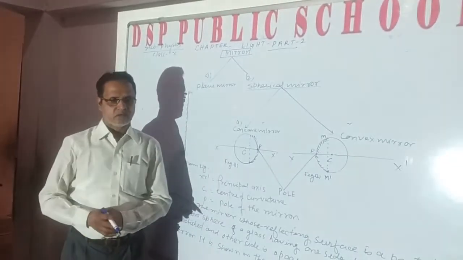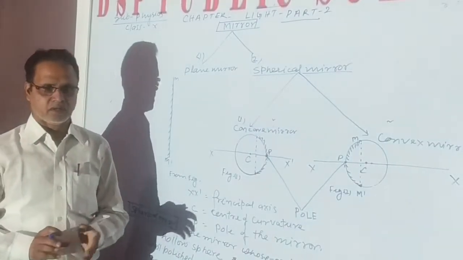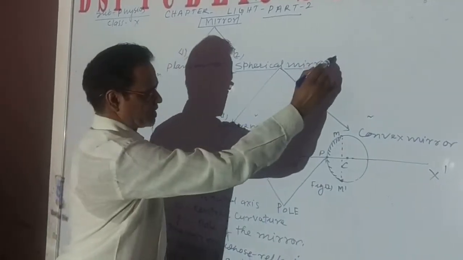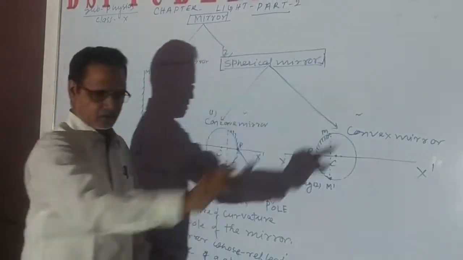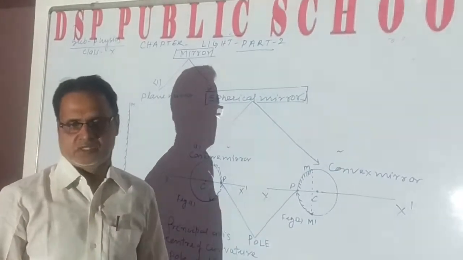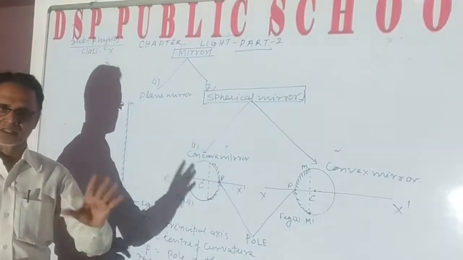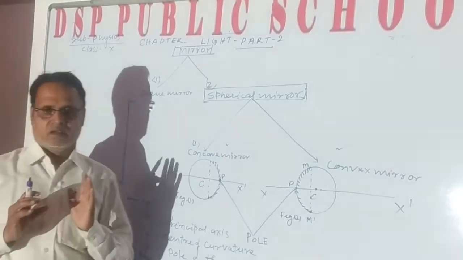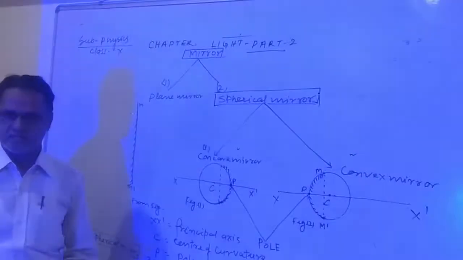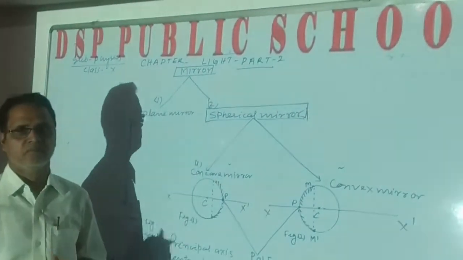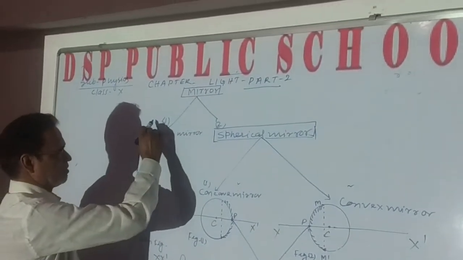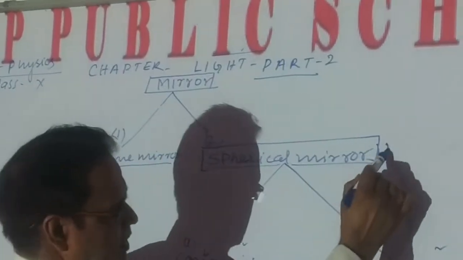Actually, we would have read in the previous class about plane mirror, where we mainly focus on spherical mirror. What is a mirror? A mirror is a highly polished surface through which the reflection takes place. There are two types of mirror, plane mirror and spherical mirror.